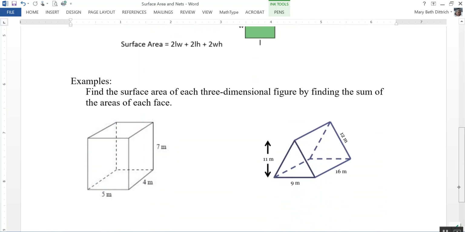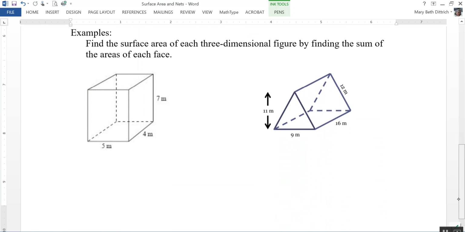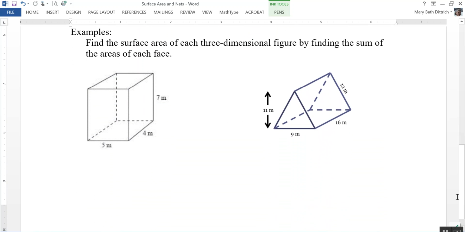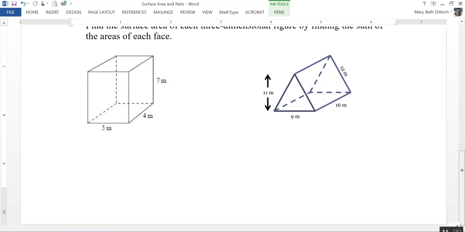We need to find the surface area of each of these three-dimensional figures by finding the sum of the areas of each face. So this first one is a rectangular prism. And the way I like to do this is I like to break it down into all of its different parts. So I'm going to talk first about the front and the back. So the front would be this rectangle right here, and the back, and there are 2 of those. And the area of that is going to be, it's a rectangle, so 5 times 7. So 2 times 5 times 7. Plus, so that's my front and back.